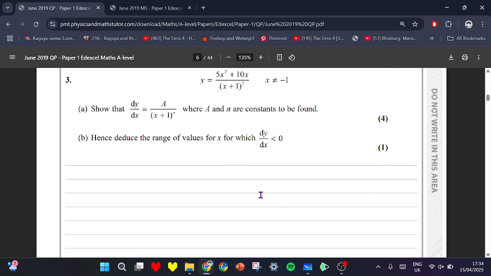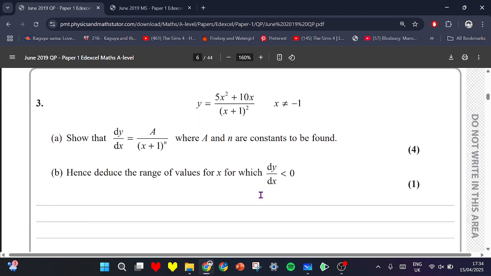Okay, so question 3. This is going to be a differentiating one. So y is equal to that, and x can't be minus 1. Show that the derivative of that is a over x plus 1 to the power of n, where a and n are constants to be found.